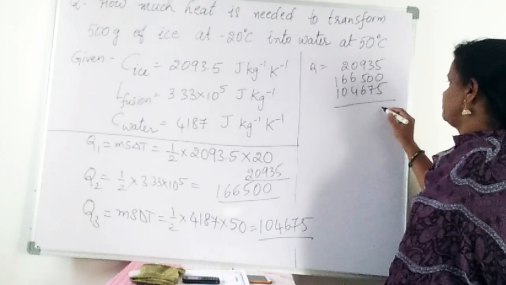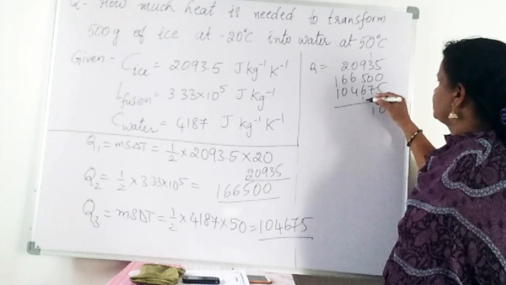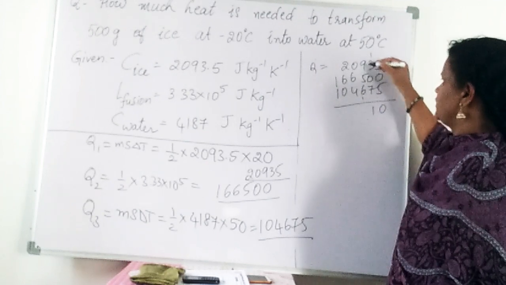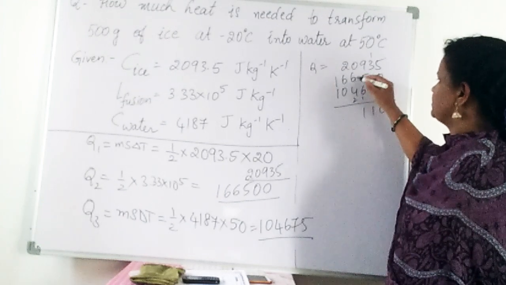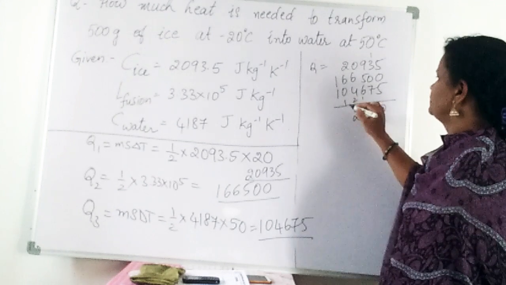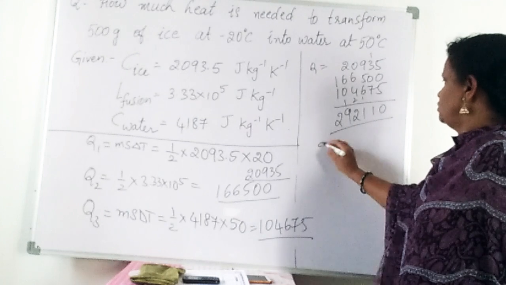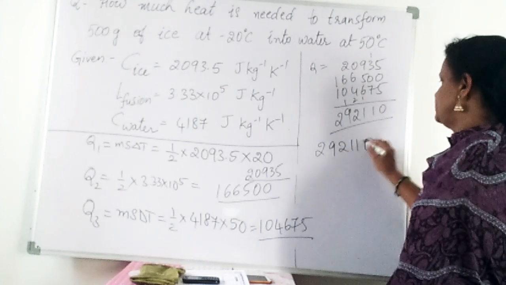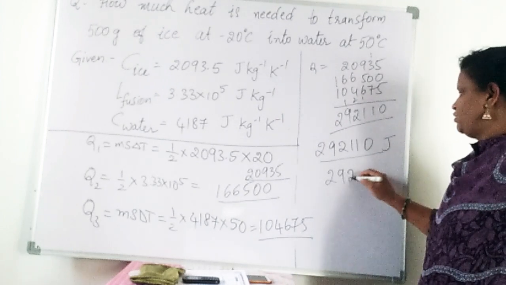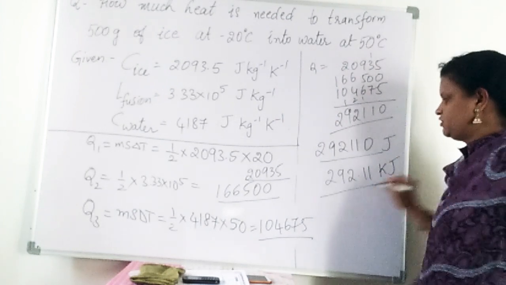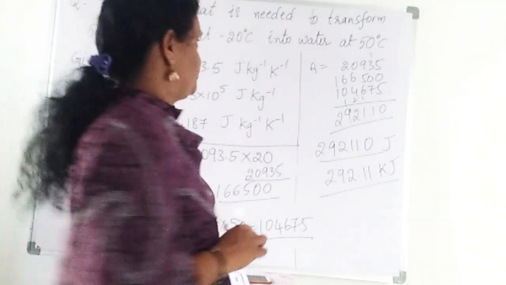So 5 plus 5, 10. 1 plus 3, 4 plus 7, 11. Next 1 plus 6, 7, 7 plus 5, 12 plus 9, 21. 2 plus 4, 6 plus 6, 12. 1 plus 6, 7 plus 2, 9, 2. So we get 2,92,110 joules, because this is heat energy. Otherwise, you can say 292.11 kilojoules. Like this, we can calculate the heat energy when ice is converted into water from minus 20 to 50 degrees Celsius.